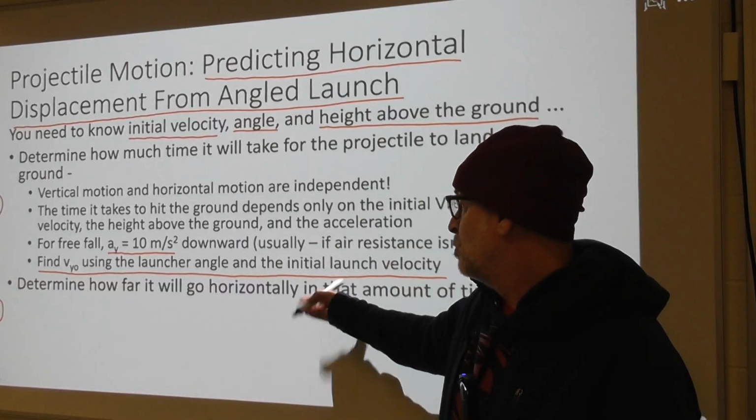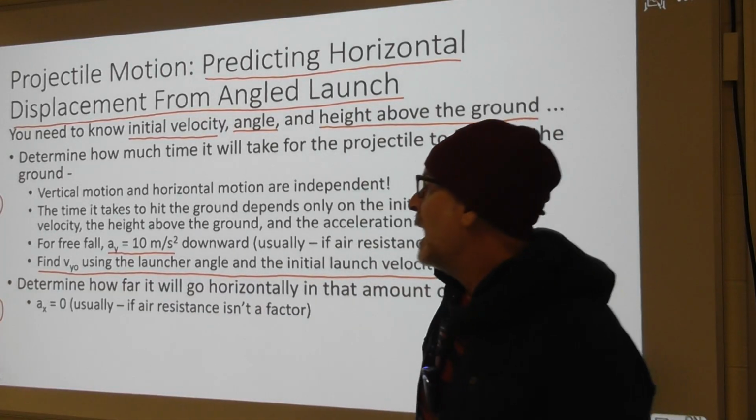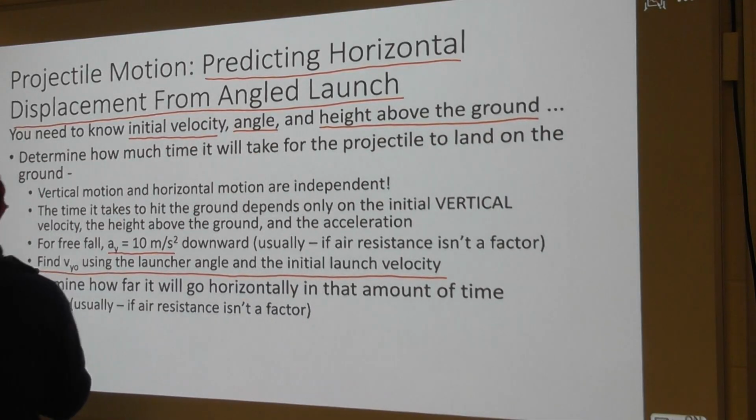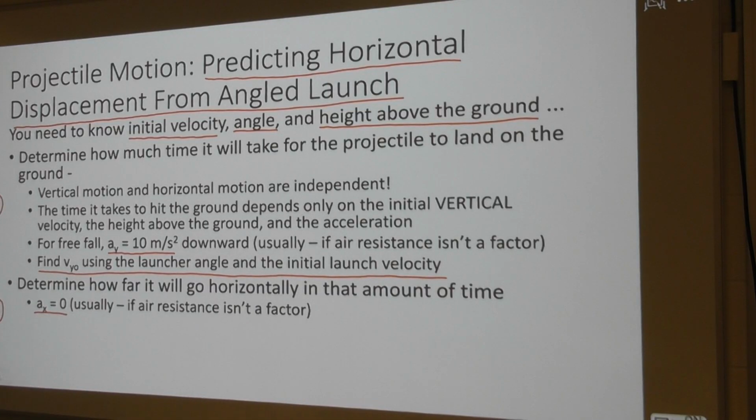Because now we know how long it's in the air, and we know that the horizontal acceleration is going to be 0, because it's in free fall. And free fall acceleration is straight down. There is no left to right part of it.